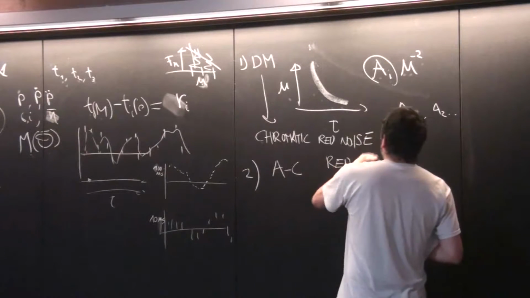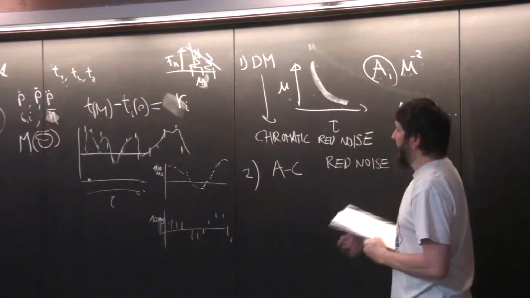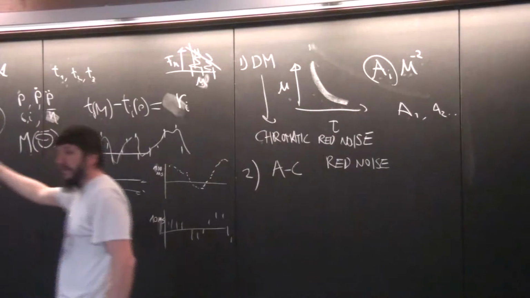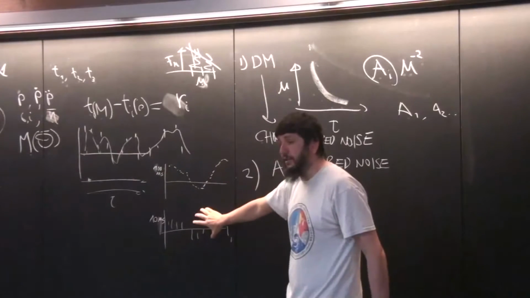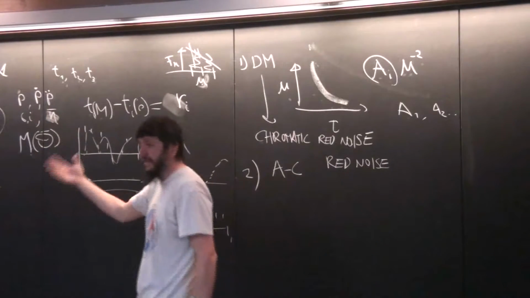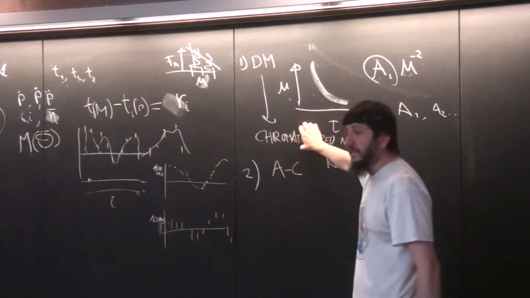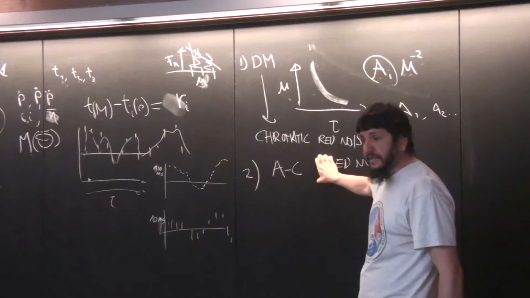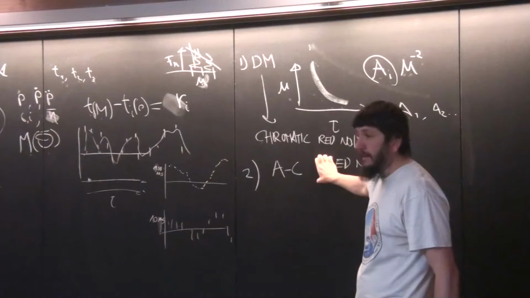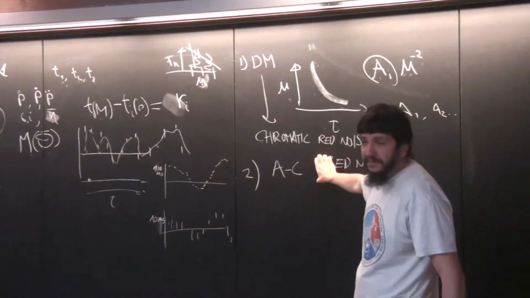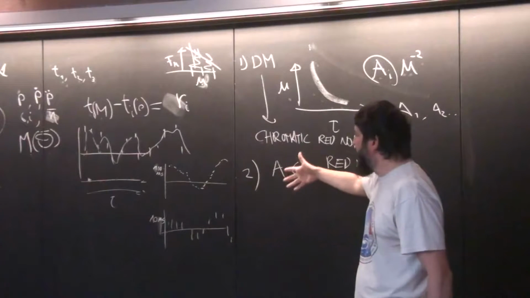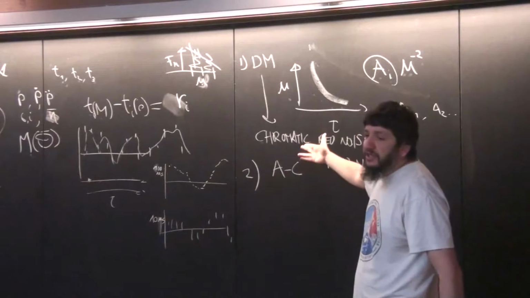Okay? And the way to distinguish between the dispersion measure, so the propagation effect in the interstellar medium, and the intrinsic sources of red noise of the pulsar is exactly this, because one is chromatic, depends on your observation frequency, and the other one is achromatic, doesn't depend on your observation frequency. Okay, in principle. Why does it have to be achromatic? Well, in general, that's the case.